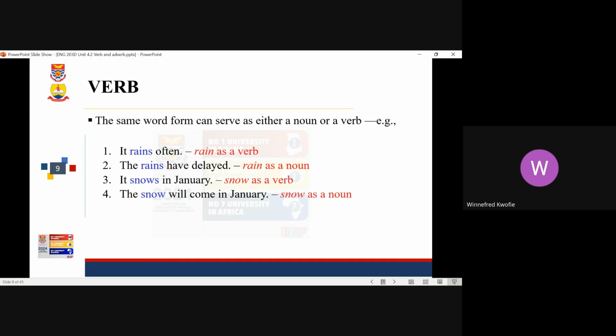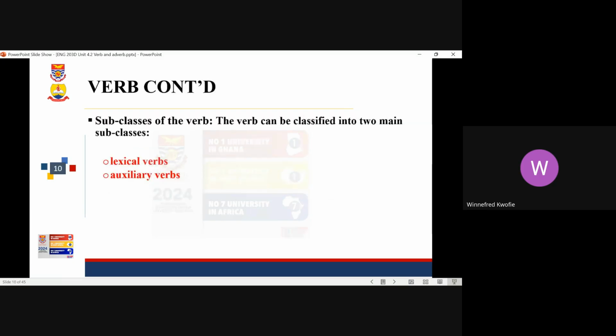So there are two main subclasses of a verb. You can talk of lexical verbs and auxiliary verbs. Lexical verbs have content meaning, whilst auxiliary verbs are the helping verbs. In that case, they themselves do not have meaning when used in isolation, but they often appear with main verbs to perform the supporting role as auxiliary verbs.